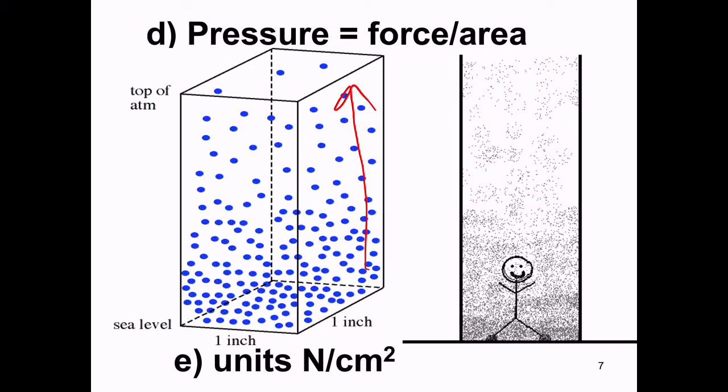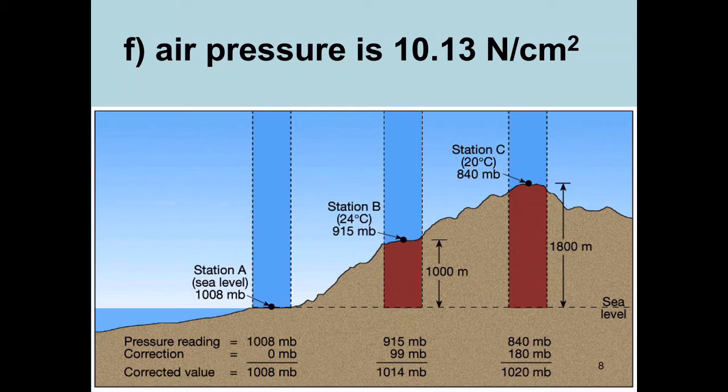Anyway, the units we measure pressure with are newtons per centimeter squared. Again, newtons of force. Centimeter squared is an area. So pressure works on an area of your body. Normal pressure is 10.13 newtons per centimeter squared. Yeah, that's metric. Real world numbers, about 15 pounds per square inch. 15 pounds per square inch. That's a lot of pressure on just 1 square inch of your body.